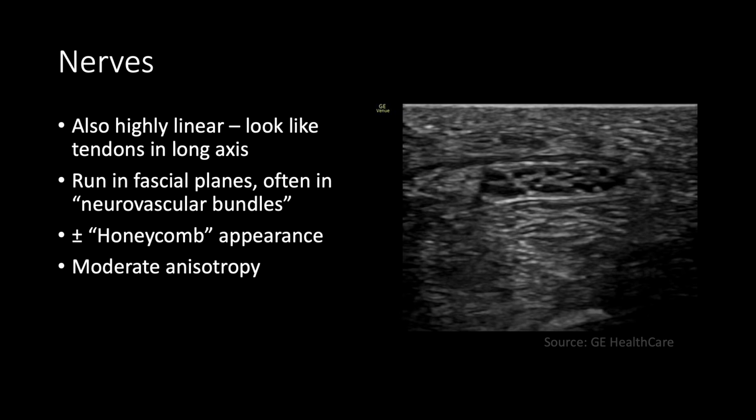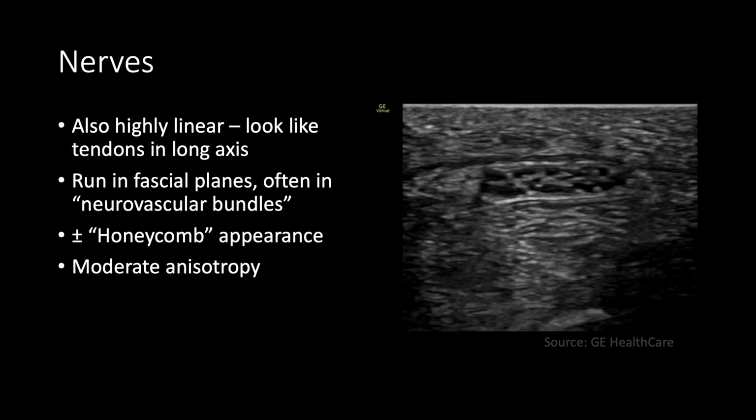Despite their similarity to tendons, there are a couple notable differences between tendons and nerves. Firstly, when viewed in the short or transverse axis, nerves sometimes have what we call a honeycomb appearance. And you can see a good example of that right here in this clip, this honeycomb-looking structure right in the middle is a large nerve. However, as nerves tend to travel more distally in the body, they often lose this honeycomb appearance and look more like a tendon, more striated and linear.